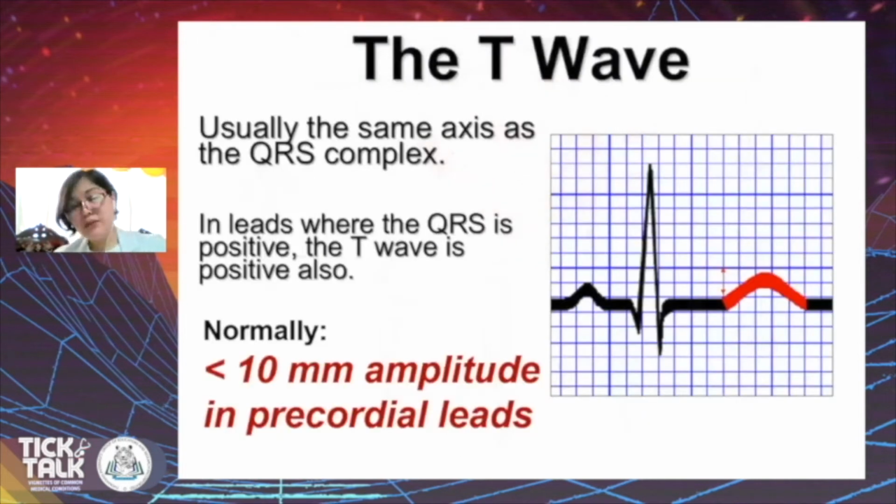Then we have your T wave, which represents your rapid repolarization phase. Normally, if we take a look at the T wave, it should be in the same axis or the same direction as its preceding QRS. In certain leads where the QRS is positive, you also expect the T wave to be in an upward or positive inflection. Normally, the amplitude of your T wave should be less than 10 millimeters in our precordial leads.